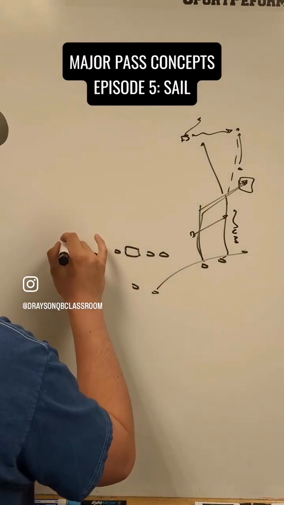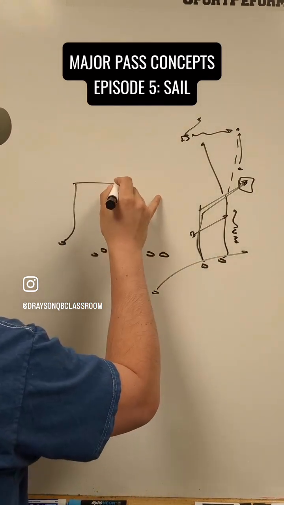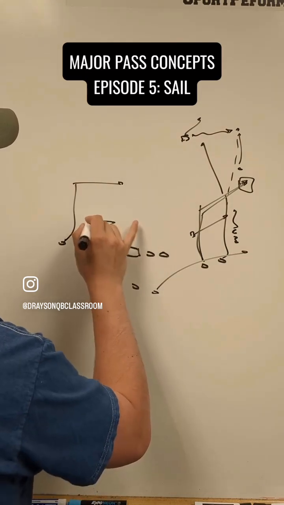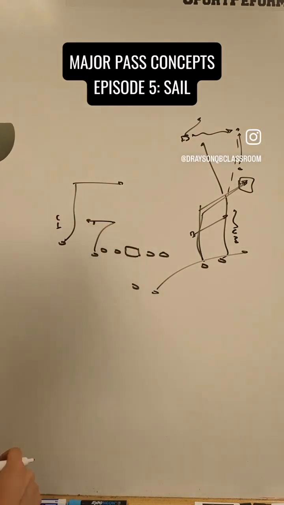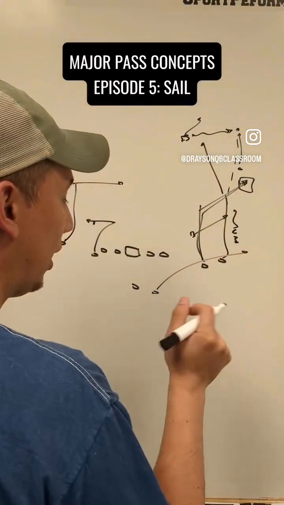So if we get cover two, we might want to say, let's just put pivot into the backside, right? So we're going to put pivot like that, and we'll read off the corner. He might sit down if the corner squats in the flat, right? This would be a basic way to run sail.